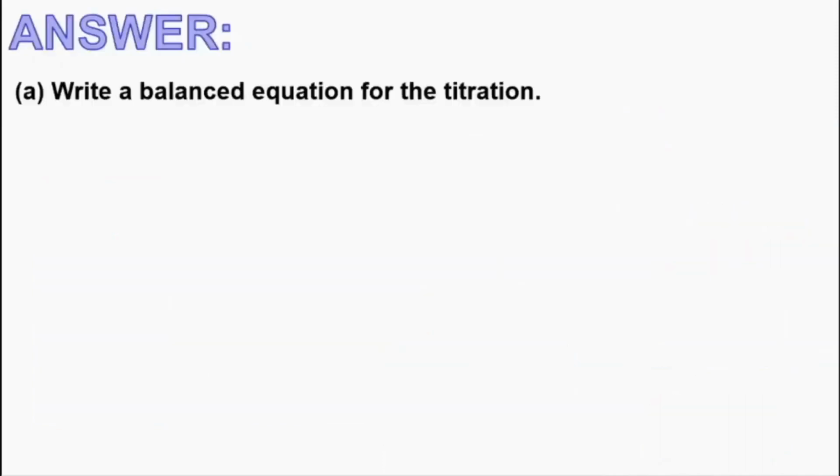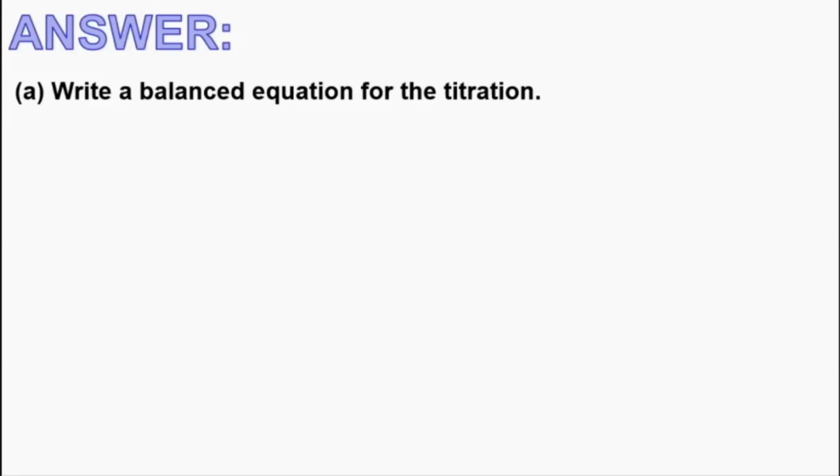We need to write a balanced equation for the titration. Since this reaction is a redox reaction, we are going to balance the redox equation using the ion-electron method. Remember, in the last lesson we already discussed this. So how do we balance a redox equation?